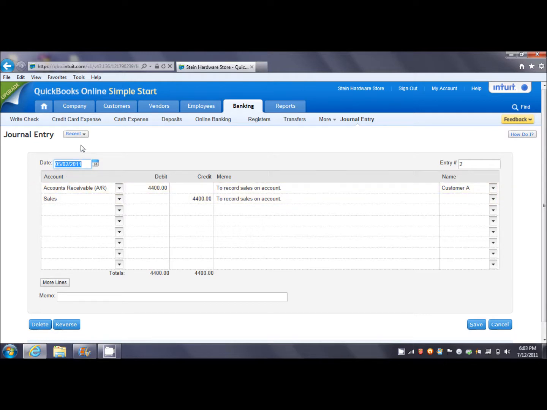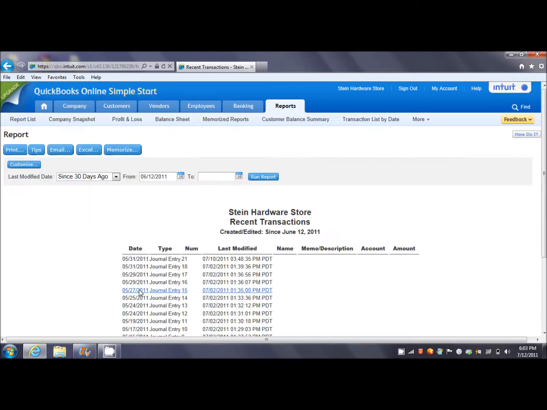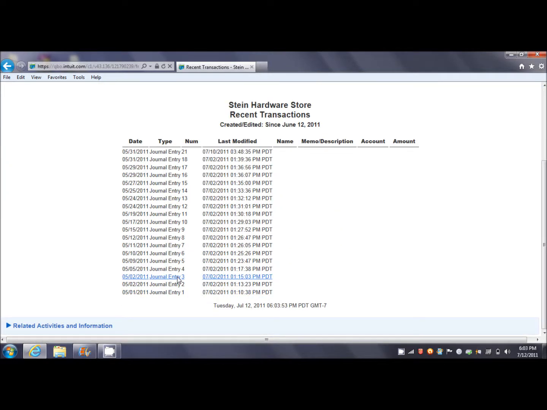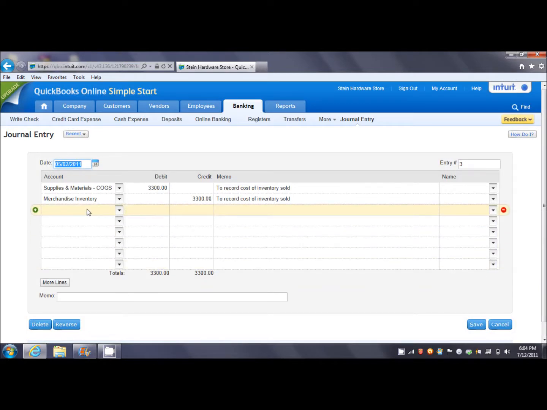Now the next part of the transaction is the cost of merchandise sold was $3,300. So I'll go back to All and go to the third journal entry, which I would debit cost of goods sold $3,300 to record cost of inventory sold, and credit merchandise inventory $3,300.